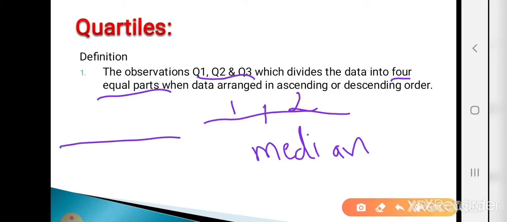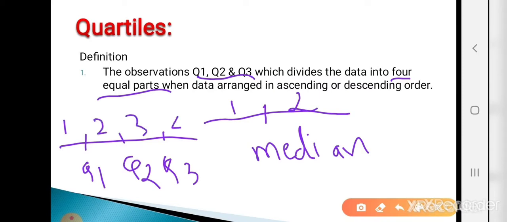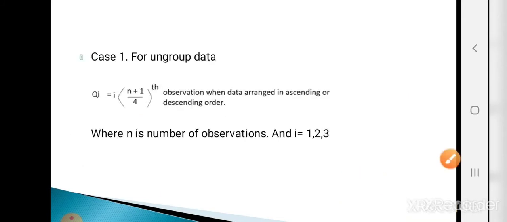Similarly, there are three quartiles Q1, Q2 and Q3 which divide the data into four equal parts when data is arranged in ascending or descending order. There are three quartiles Q1, Q2, Q3 which divide the data into how many equal parts? Four equal parts. Median is a single value which divides the data into two equal parts. Okay, now see case 1.